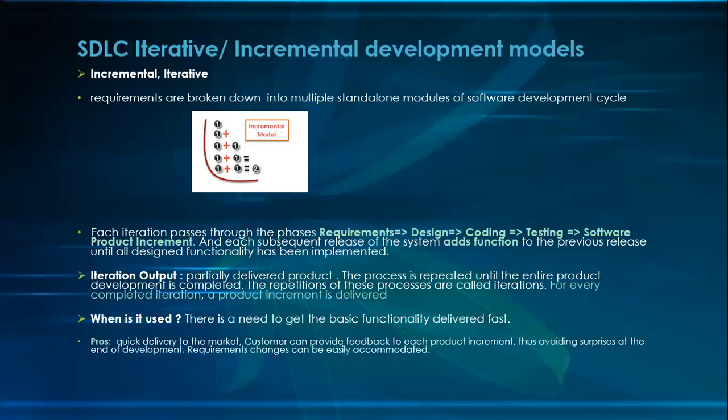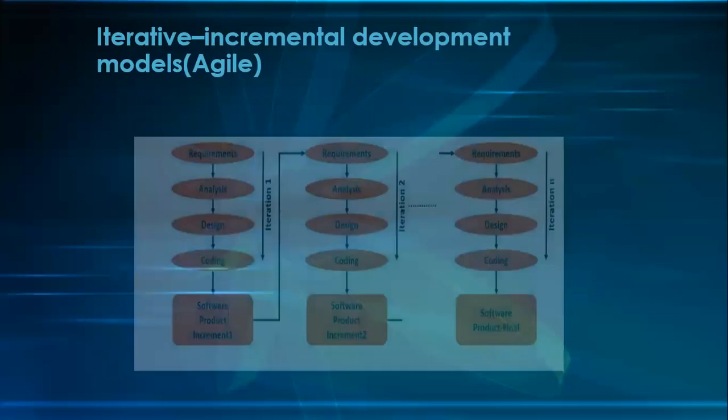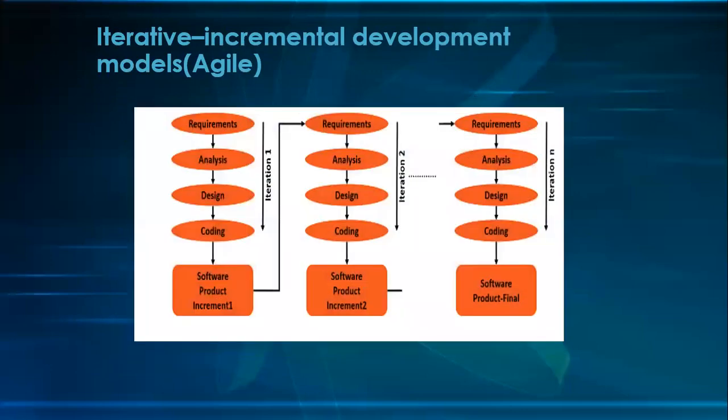Quick delivery to the market. Customers can provide feedback to each product increment, thus avoiding surprises at the end of development. Requirement changes can be easily accommodated. What's the disadvantage? It requires effective planning of iteration. So that takes us to the diagram of it, just for us to see what this means.